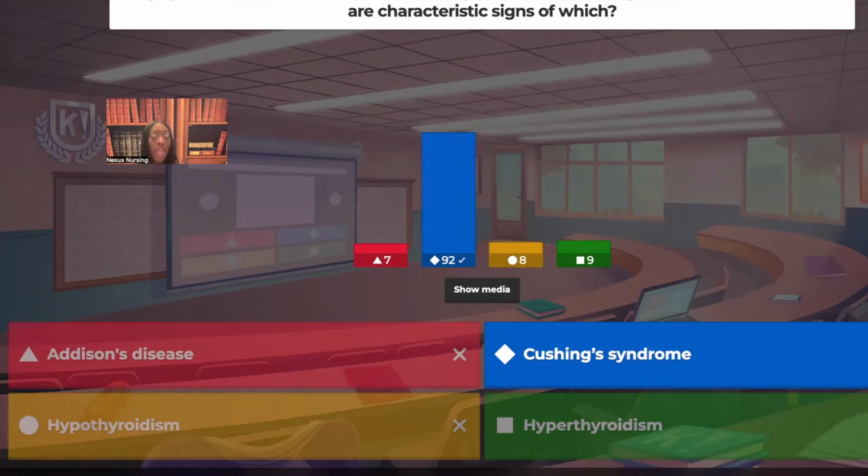Hypothyroidism. You know your thyroid gland is right here. Whenever you think of the thyroid gland, I want you to think of metabolism. So if the patient has hypothyroidism, metabolism is really slow. That patient is going to be gaining weight. Whereas if the patient has hyperthyroidism, the metabolism is very fast. They're going to be losing weight.